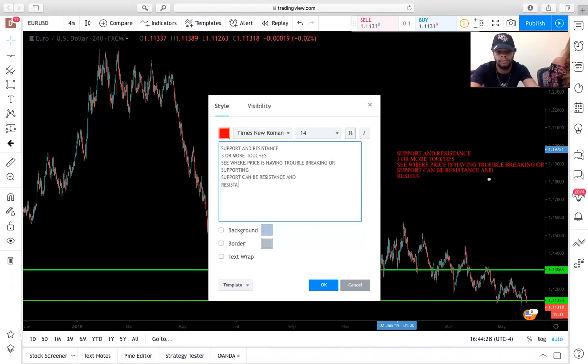And resistance can be support. Don't overthink it. That's all you have to know to mark up your chart. Scroll back to verify it.